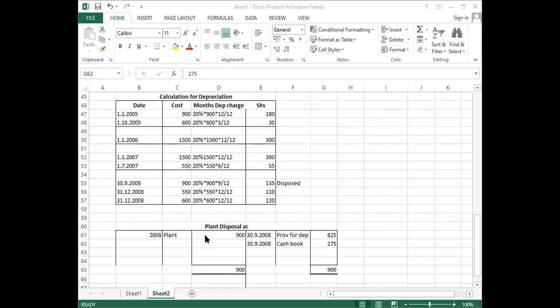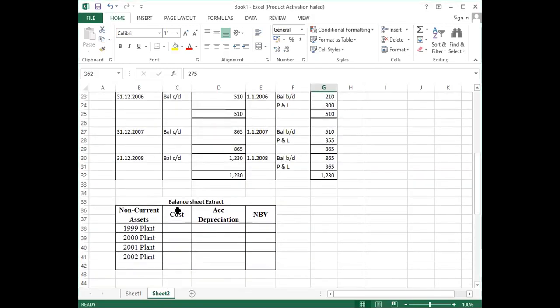Good. So we populate this other part, the balance sheet extract, or how this will be accounted for on our balance sheet. So 1999 cost, very fast. Oh sorry, this is different. This is 2005, 2006, 2007, and 2008.